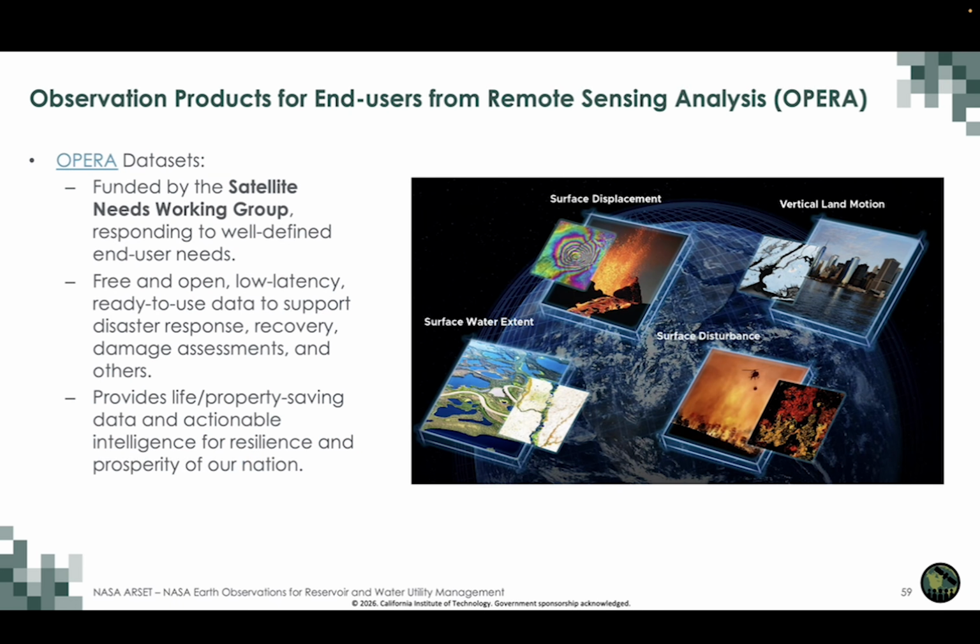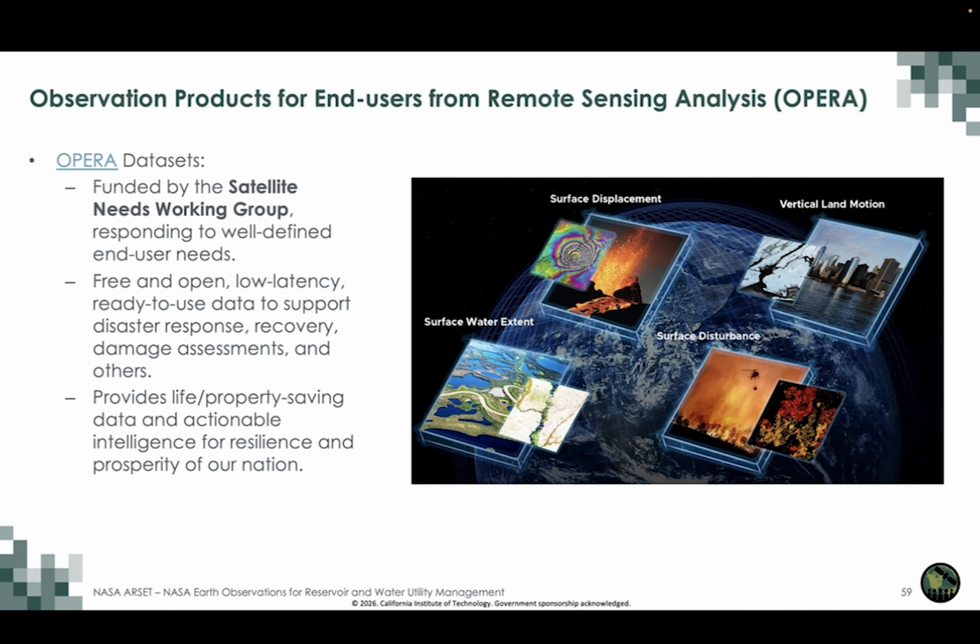Beyond monitoring just the reservoirs, we also need to understand the dynamics of the broader watershed. This is where the OPERA project comes in. OPERA stands for Observation Products for End Users from Remote Sensing Analysis. It was specifically funded by the Satellite Needs Working Group to respond directly to well-defined, real-world user needs rather than just research. The core philosophy behind OPERA is to provide free, open, and ready-to-use data with very low latency. This means getting the data into the hands of water managers and emergency responders as quickly as possible.